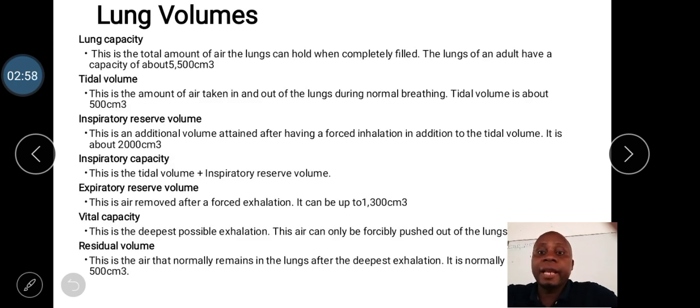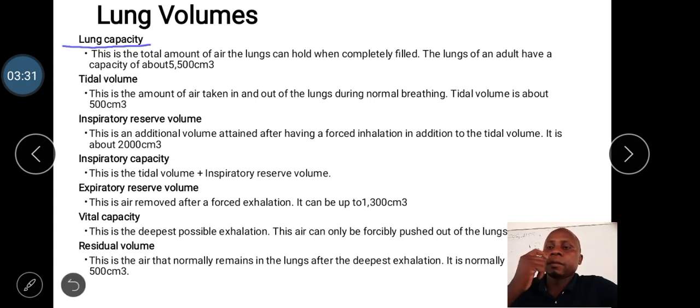Lung volume. Lung is elastic because of the presence of numerous alveoli. Because there are so many alveoli, the lung can expand to accommodate different volumes. This enables us to discuss the various lung volumes. We shall begin with lung capacity.